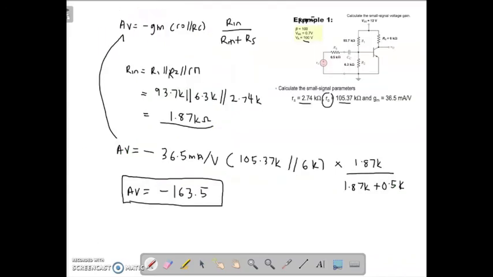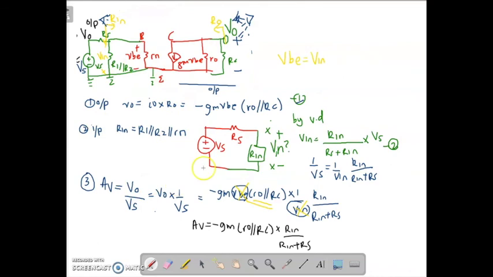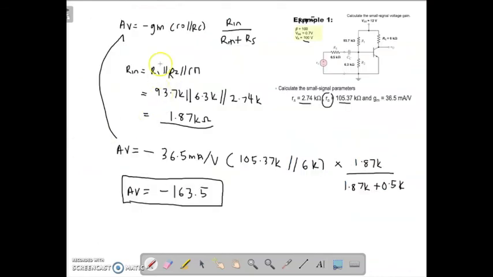So what you need to do now, you need to at least derive first, and then you can get this long equation, and then you plug in all the numbers, and then you can get your voltage gain.